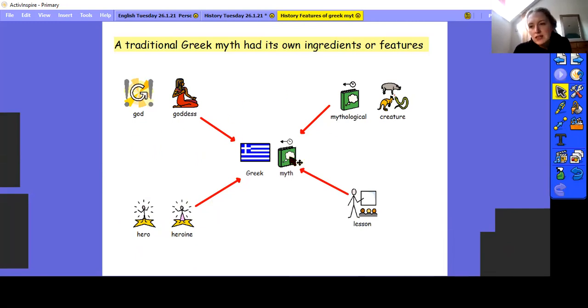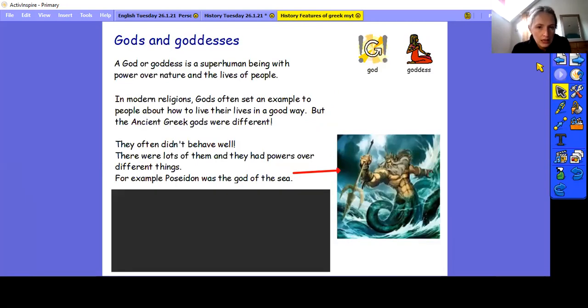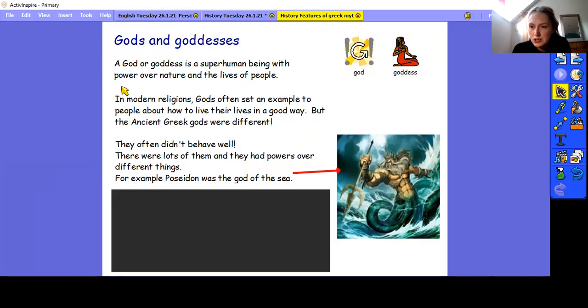So let's look at all of these ingredients. We'll look at them each one in turn and try and think about how they relate to Greek myths. So gods and goddesses, first of all. We've got some little pictures up here to help you think about what those are. But when we think about a god or a goddess, we usually think of somebody who's like superhuman, who's got power over nature, or power over the things on the planet, or power over the lives of people.